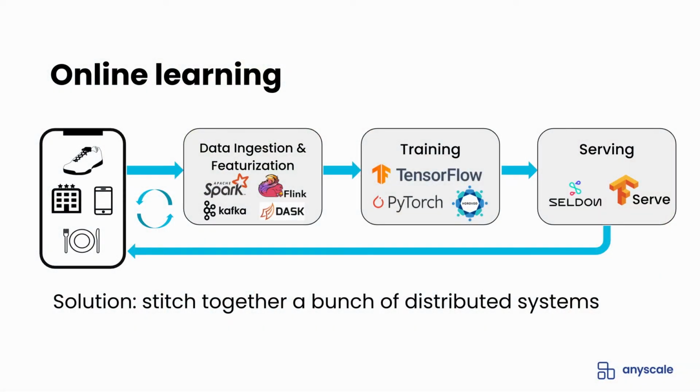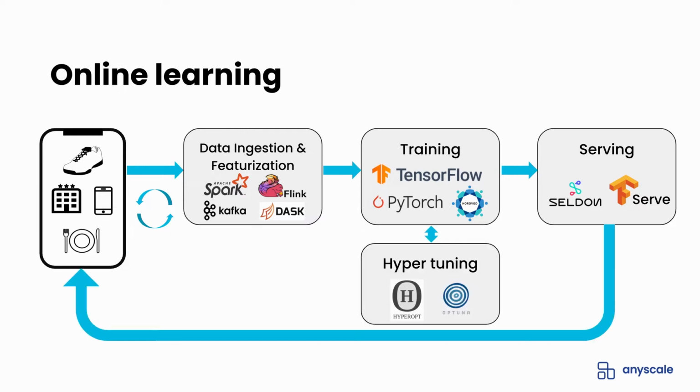However, for each stage, we have highly scalable frameworks. For example, for data processing, we have Spark, Kafka, and Flink. For training, we have Horovod, distributed TensorFlow, and PyTorch distributed. And for serving, we have Seldon or TensorFlow Serving. As such, the existing solution to implement an online learning system end-to-end is to stitch together a bunch of disparate systems. Things can get even more complicated. For example, in general, we not only have to do training, but also hyperparameter tuning.